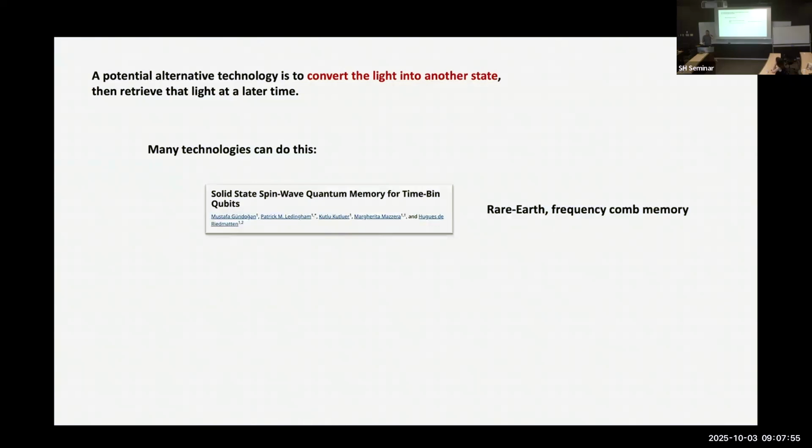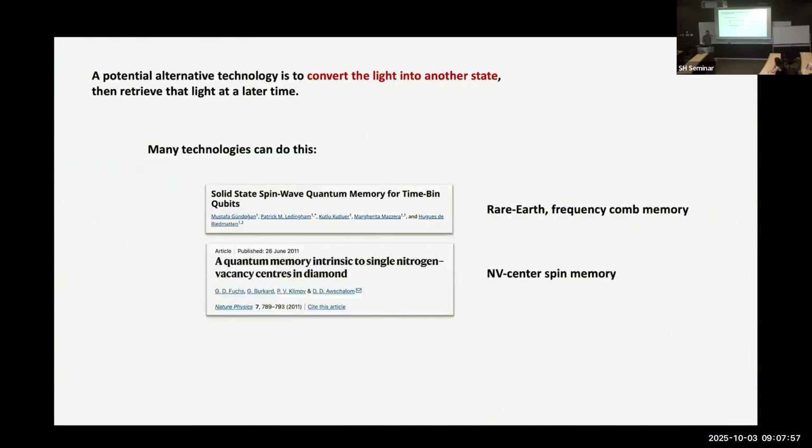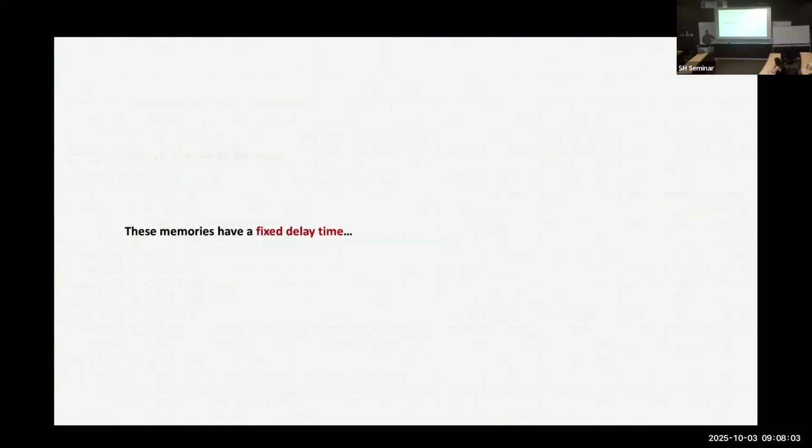So, an alternative technology is to convert the light into another state and then retrieve that light at a later time. Many technologies can do this. This is rare earth frequency quantum memories and the spin memories. But even this, there's a little bit of a difficulty, which is that with these memories, you store them into the memory, and then at some fixed delay time, they end up coming back out.